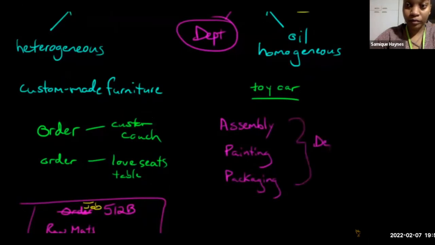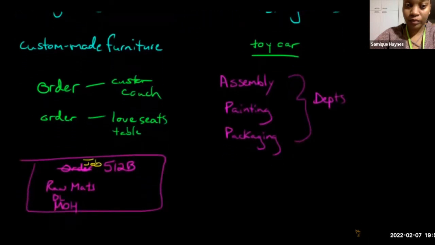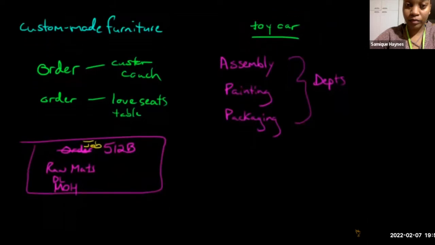These are our departments, and costs flow through these departments, right? We don't do jobs in the sense that we're not going to have a job 512B and so forth. We're actually having the cost flow through these departments. And what does that mean? Well, just briefly, and see our video on process costing if you'd like to learn more.